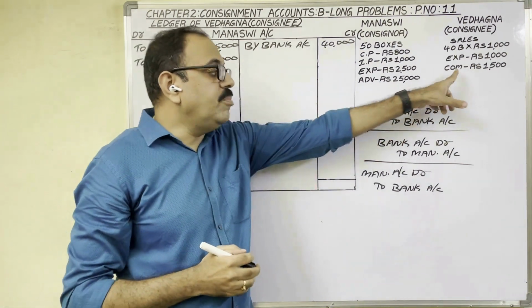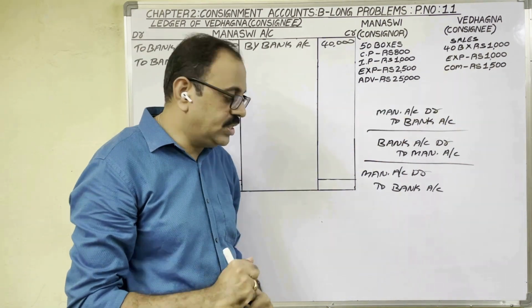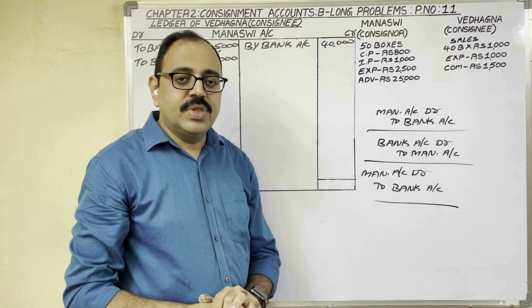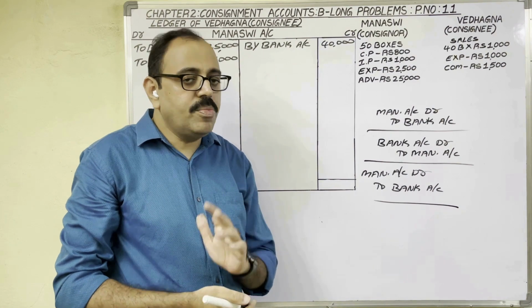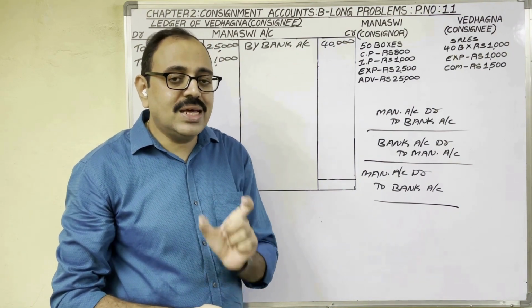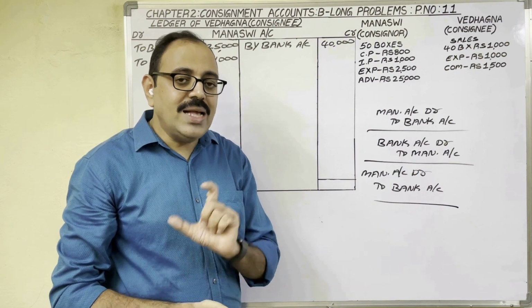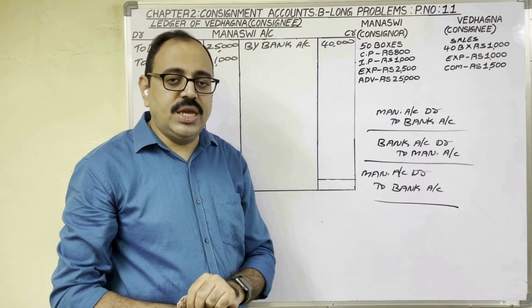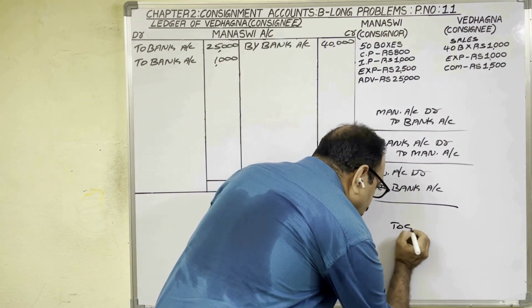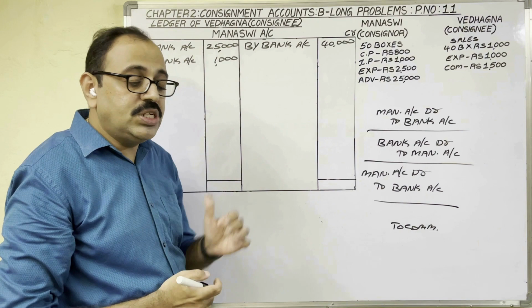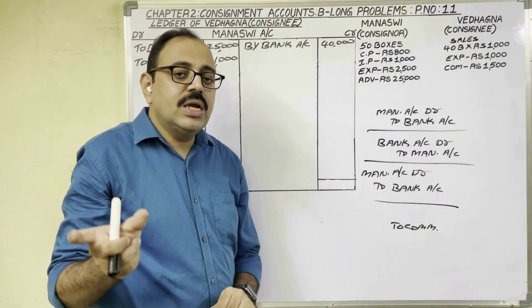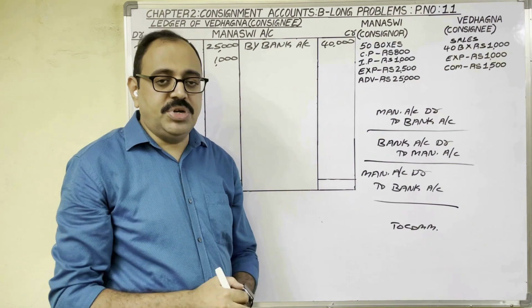Then come to commission, 1500 rupees. For the consignee, this commission is income. Incomes come under nominal accounts. Nominal account rule: debit all expenses and losses, credit all incomes and gains. As commission is income to the consignee, in consignee's books we have to credit commission account. Don't debit bank, because immediately this commission is not coming. From sales proceeds, the consignee is going to deduct this commission.